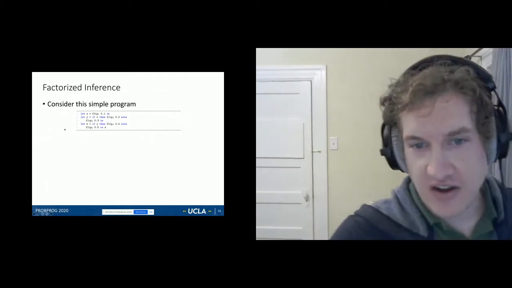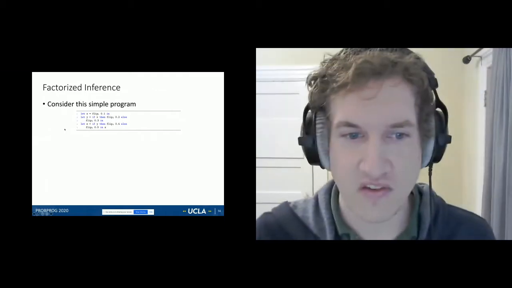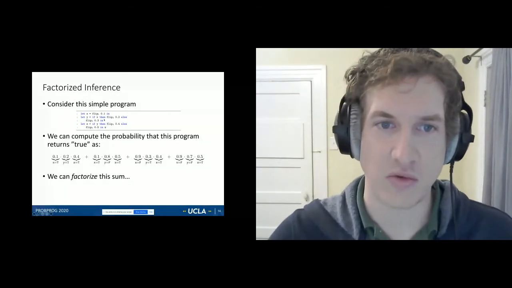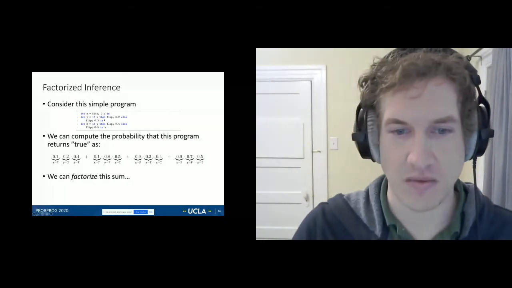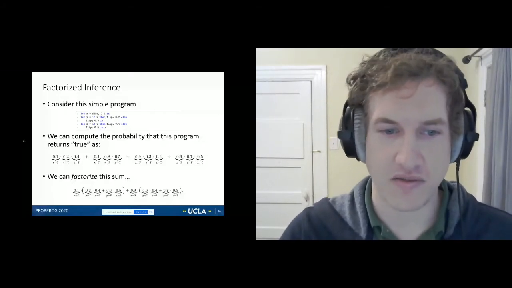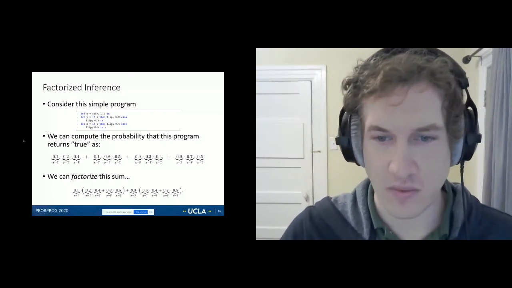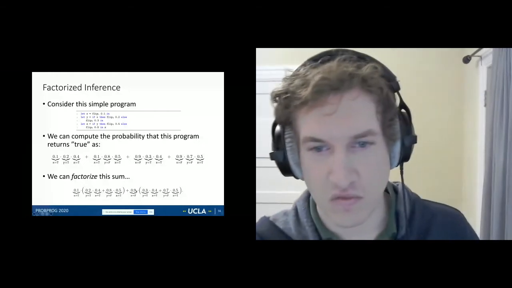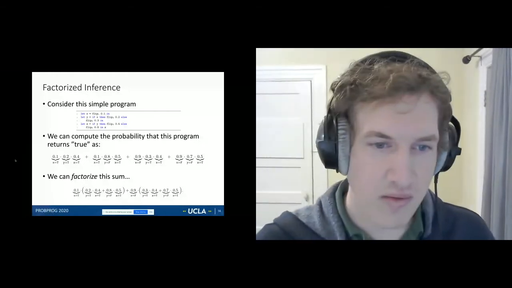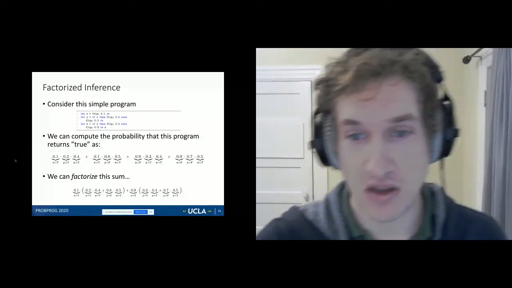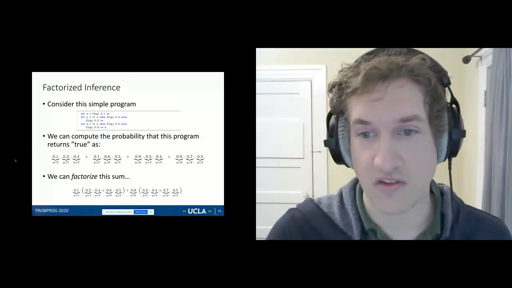We can factorize this sum, though. So this is not a great way of writing the sum. We're just expanding every single possible branch in a relatively inefficient way. What we can do is pull out some common terms from this sum. We can pull out this 0.1 from the first two terms and the 0.9 from the second two terms, and we can collapse this into a smaller representation. And as your program grows in size, these factorizations become very significant, and you can get exponential savings by factorizing things properly.